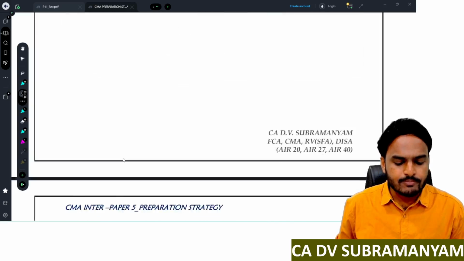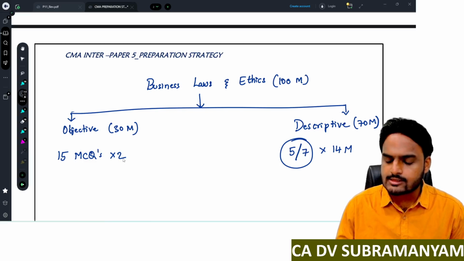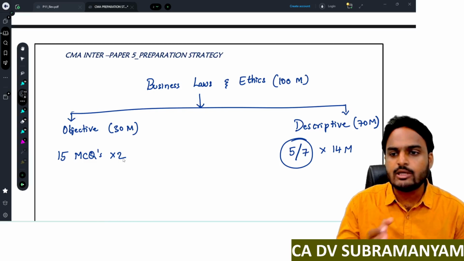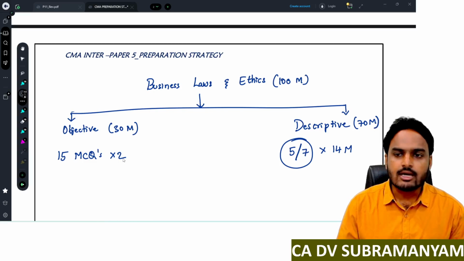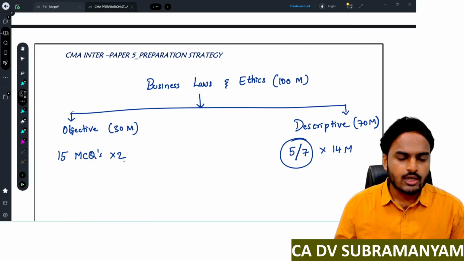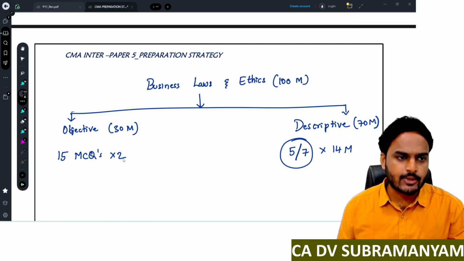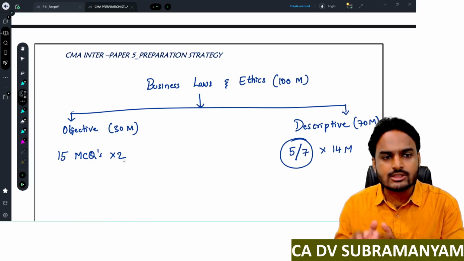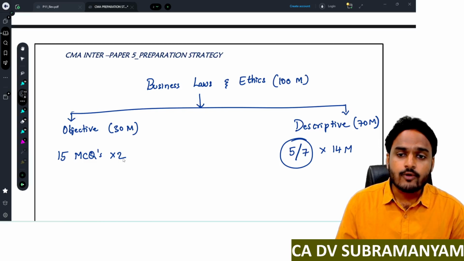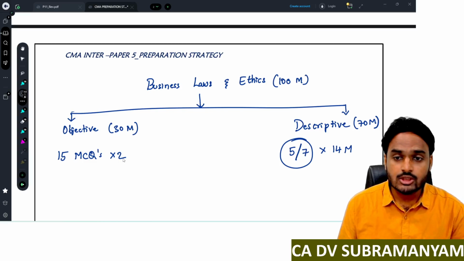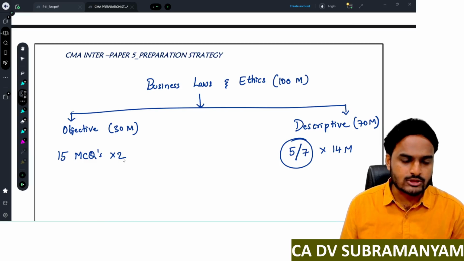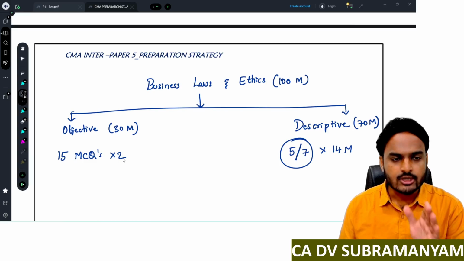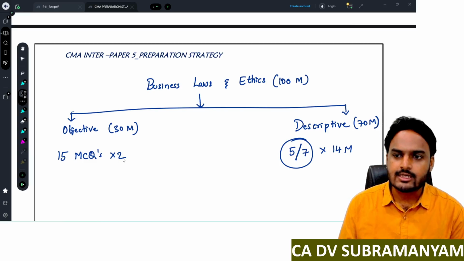Next, coming to the question paper analysis. See, I prepared this analysis based on previous examination question papers and recent MTP question papers. Clear? See, our question paper is for 100 marks. We are having a total of 2 sections in this paper. One is the objective section, section A, and the next one is the descriptive section, section B. The weightage of the objective section is 30 marks. You will be given 15 multiple choice questions. Each question carries 2 marks. No choice. Understood?